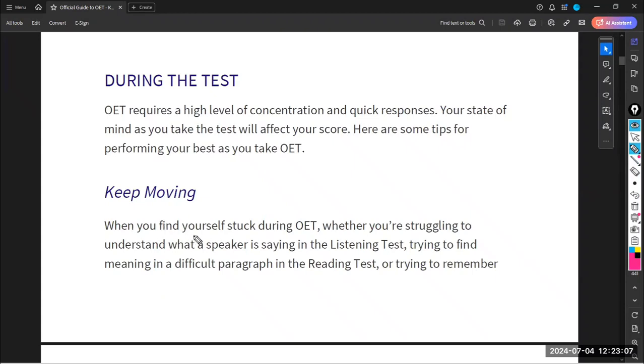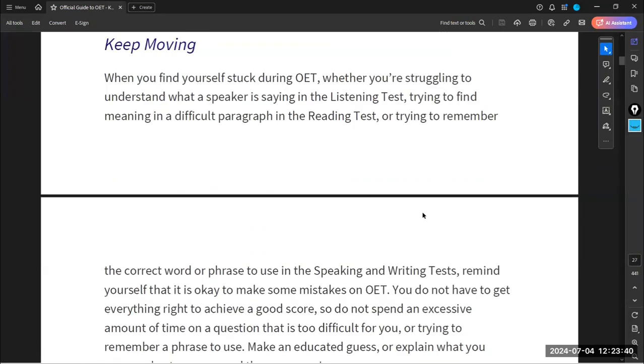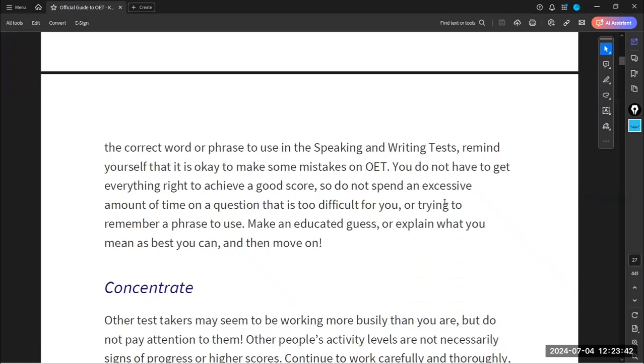This is why you have to keep moving. Keep moving if you find yourself stuck during the OET. Don't spend too much time focusing on a question that you don't know. Try to move on, and when you finish and still have enough time, you can go back to that question. Whether you are struggling to understand what the speaker is saying in the listening test, to find meaning in a difficult paragraph in the reading test, or to remember the correct word or phrase to use in the speaking or writing test.